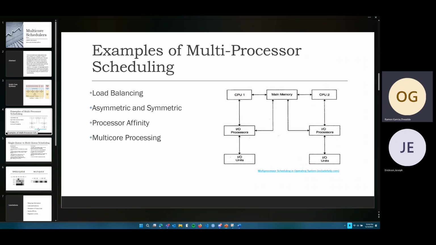Multi-core processors have several processor cores that are on the same chip, and so the multiple cores in the system allow it to divide the processes up on these cores and allows for faster turnaround and consumption of less power. Also, I forgot to mention, in asymmetric scheduling, the processors only execute the user code.